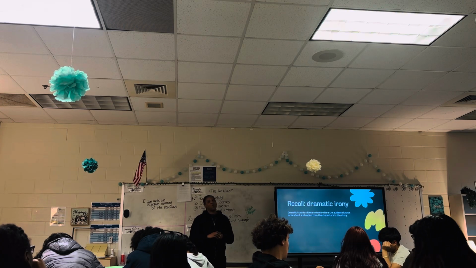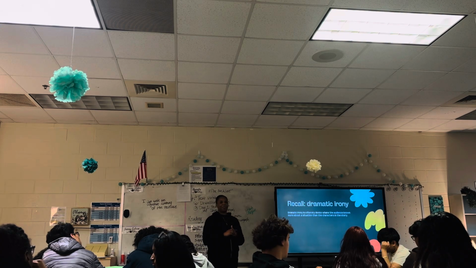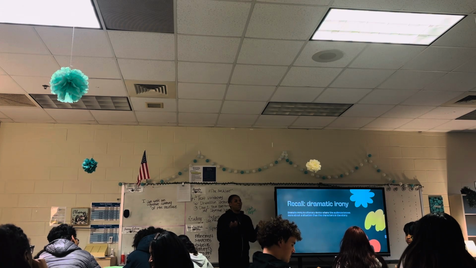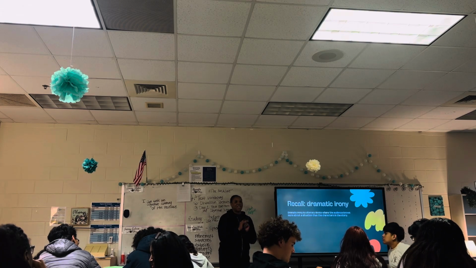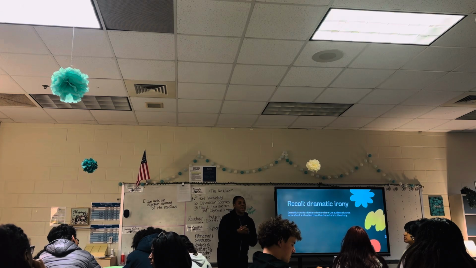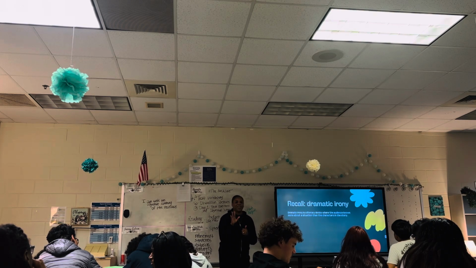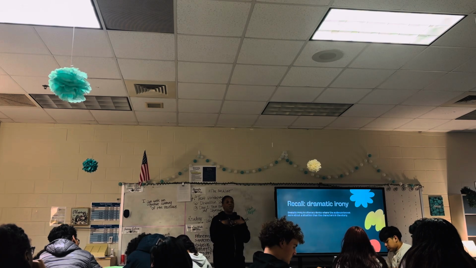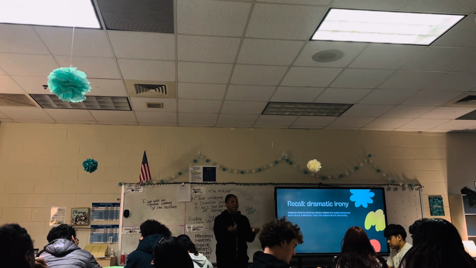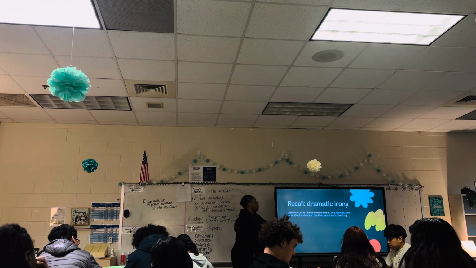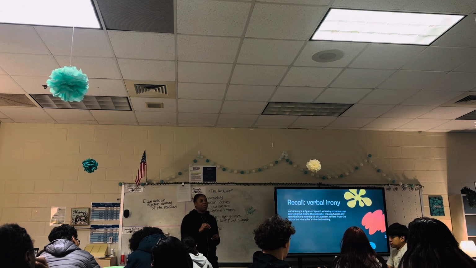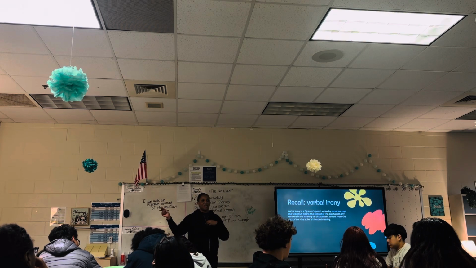Dramatic irony. We went through it in Oedipus. When the audience knows something that the character doesn't. We know something they don't. So, classic Romeo and Juliet. We know she's only sleeping. Romeo thinks she died. We knew that. We will know something the character does not know until later. All right. Verbal irony. It's when you say something opposite of what you mean.